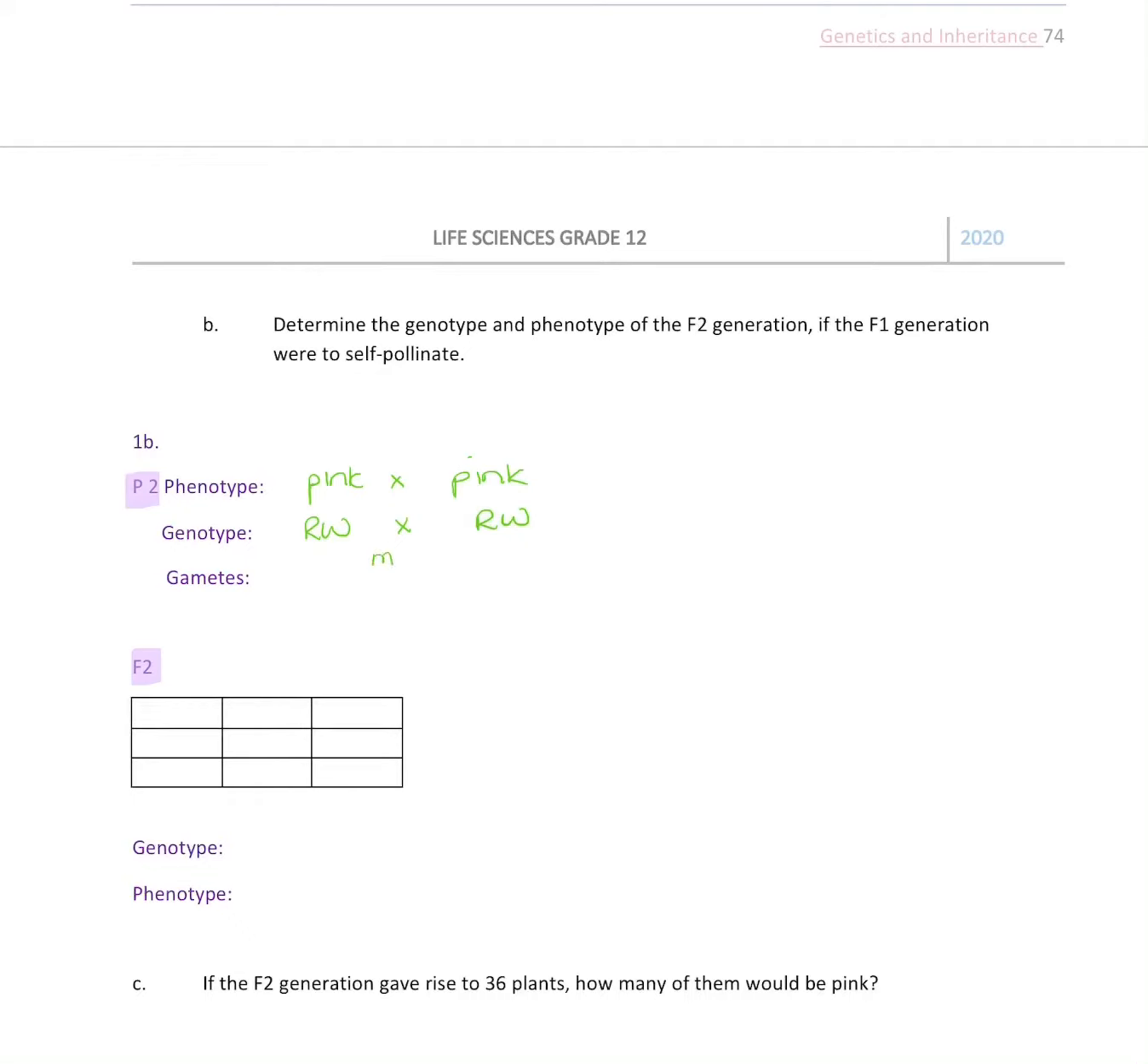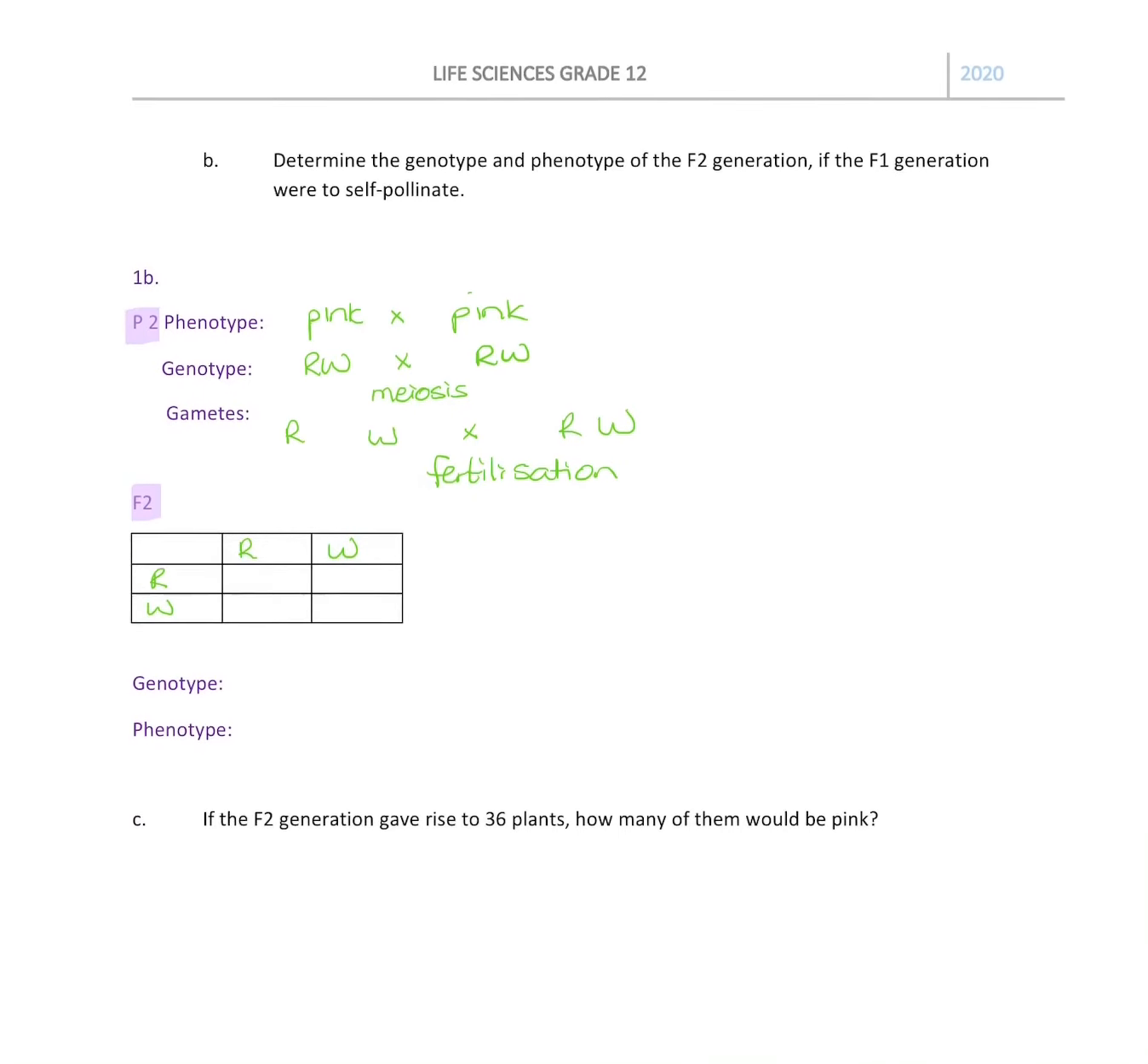In order to produce gametes, meiosis must occur, or as Mendel said, the alleles must segregate in order to produce gametes. Once the gametes are produced, fertilization can occur, and the F2 generation this time can now be seen in the Punnett square, and the result is different from the F1 generation.